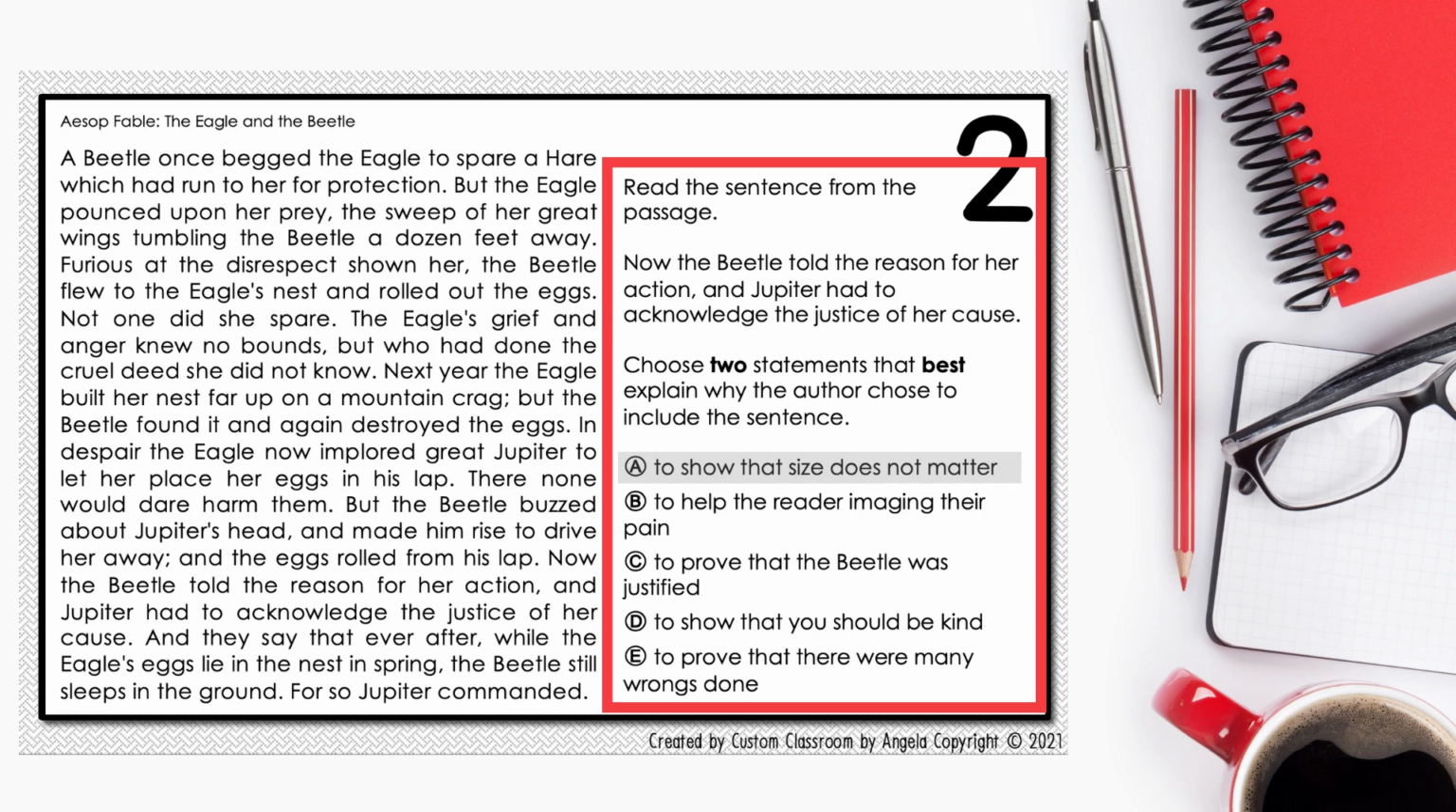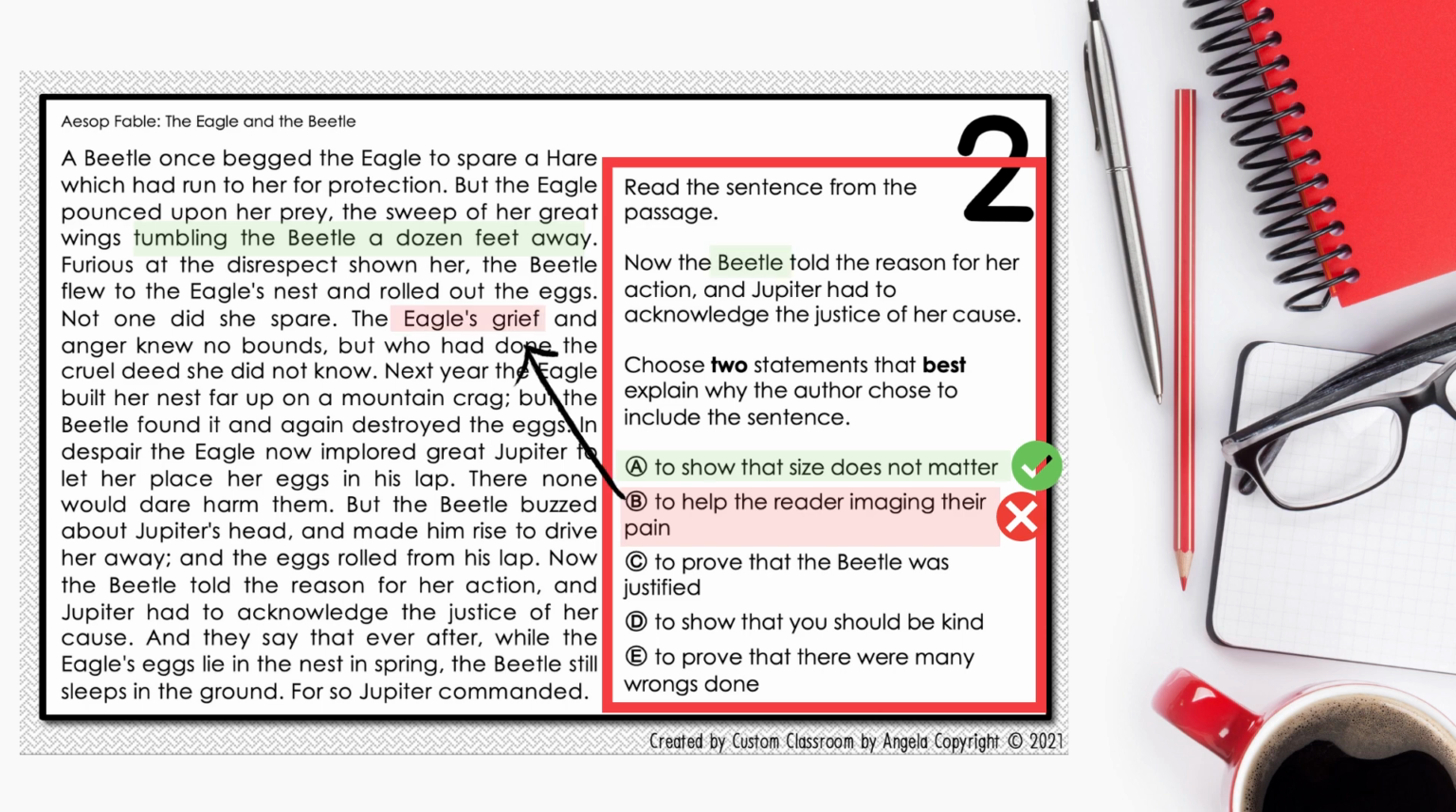Let's first look at answer A. To show that size does not matter. That sounds like a pretty good answer since the beetle is knocked over by the eagle in the beginning due to his size. Answer B, to help the reader imagine their pain. This is not really relevant since in this question we are talking about the beetle and not the eagle. The text addresses the eagle's pain.